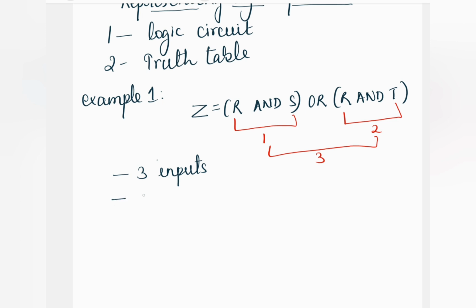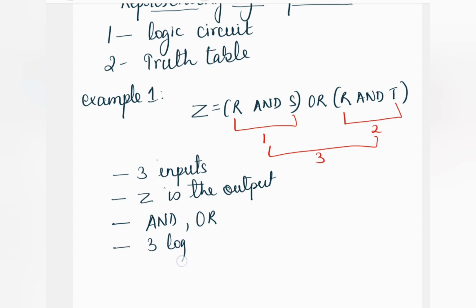The output is represented by Z, and the logic gates used are AND, OR. And most importantly, how many gates we have is altogether 3 logic gates. So this should be giving you the overall picture of how it should be working.